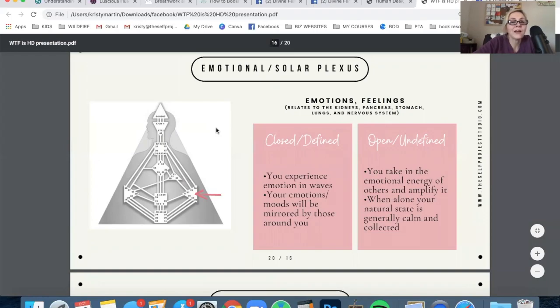So if that area of your chart is closed or defined, you're going to experience emotions in waves. So you might go from literally being up here to then down. So your emotions and moods are going to be mirrored by those around you. They're literally going to be contagious to those with the open and undefined centers.